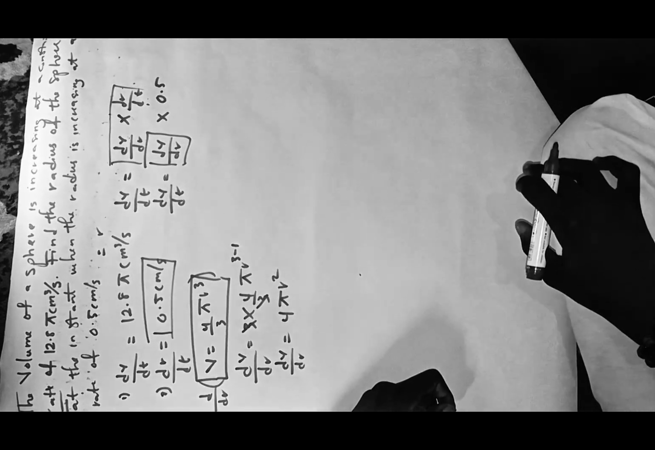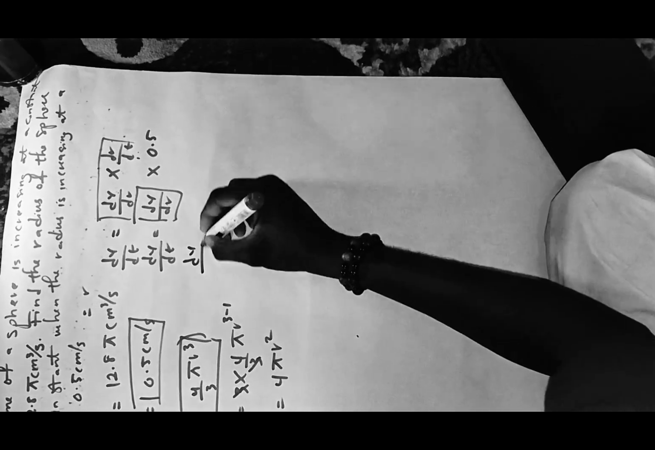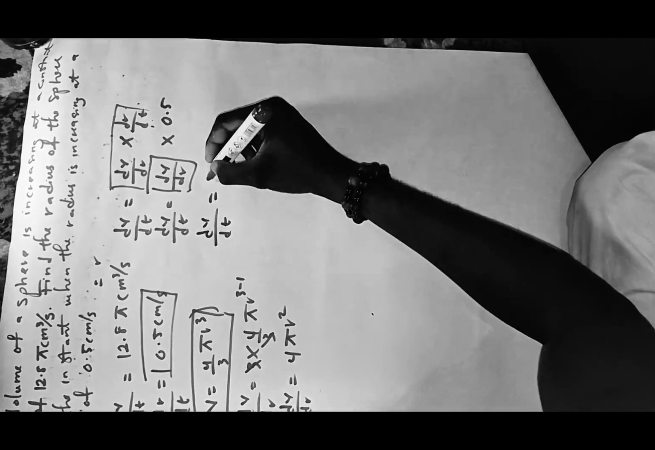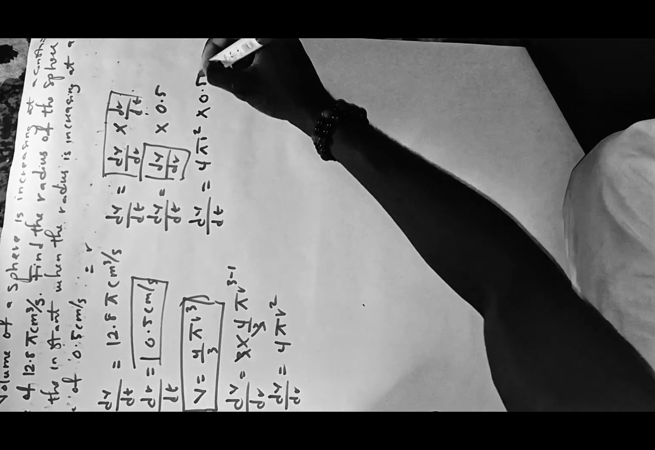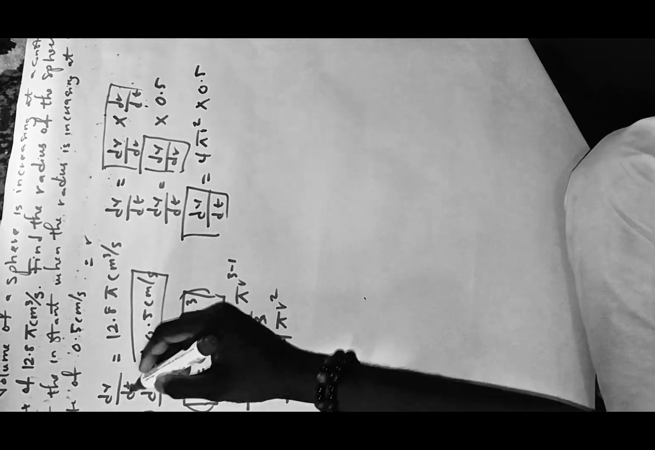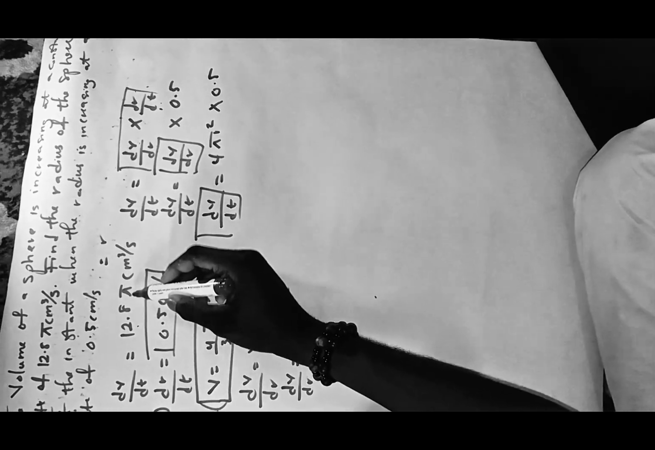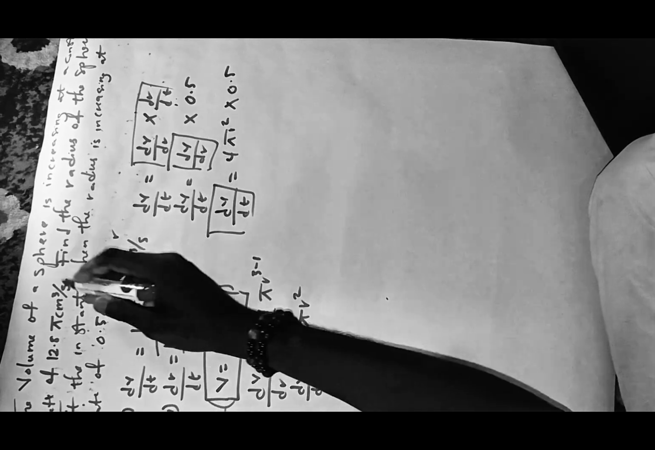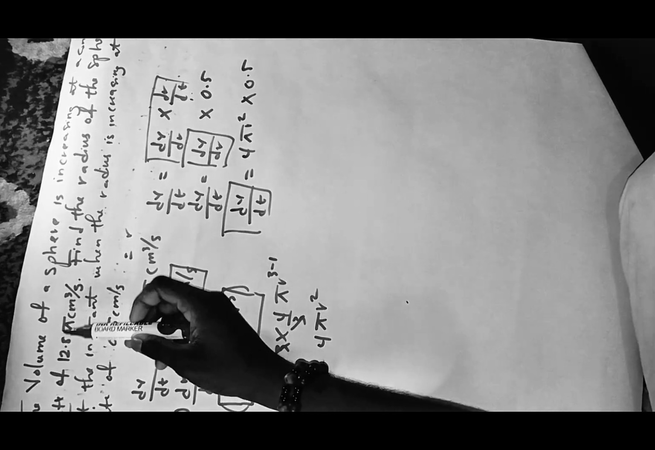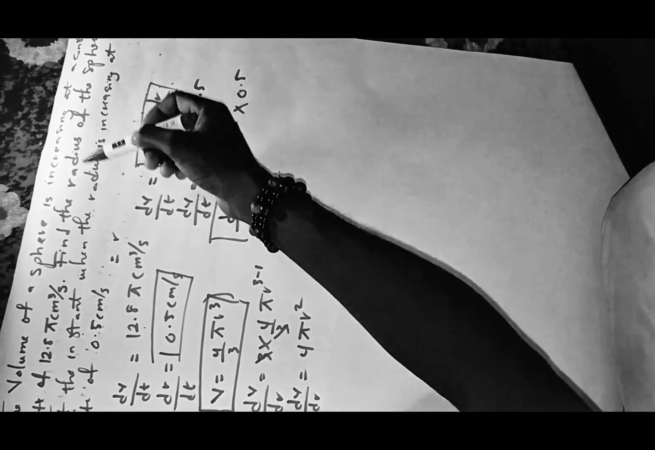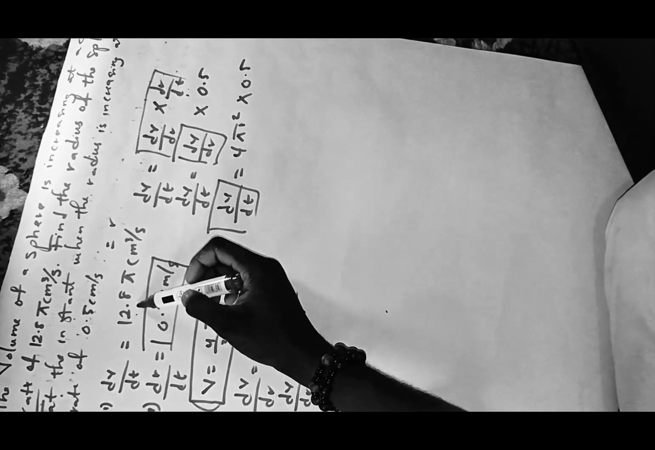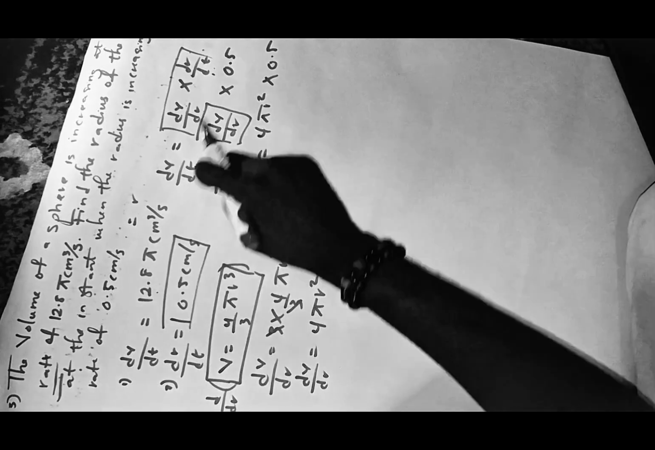So we have dv by dt is equal to 4 pi r squared times 0.5. And if we remember, we established our dv by dt to be 12.8 pi centimeter cube per second. That's provided in the question. So the question says the volume of a sphere is increasing at a constant rate. So this is the change in volume with respect to change in time. That's 12.8, so we can just substitute that for here.